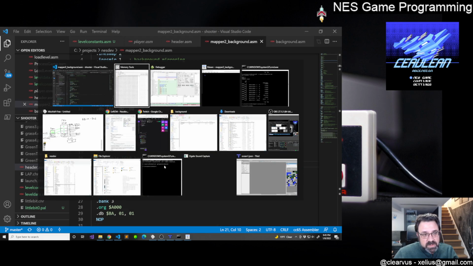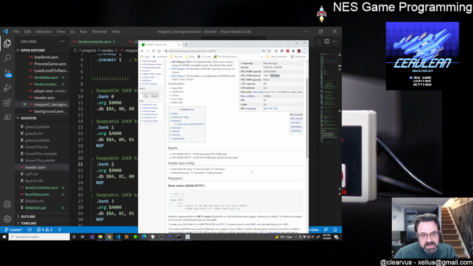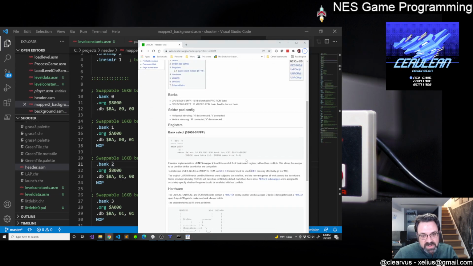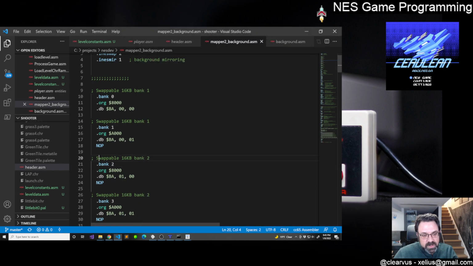So how do we actually make it swap to this second bank? The answer is actually pretty simple. If you look at the instructions, thankfully for this mapper, it's not really complicated. You just write the number of the bank that you want to swap to into any address between the 8000 and FFFF range. It doesn't really care which one you use. So basically, we're just going to use 8000 because it's simple.